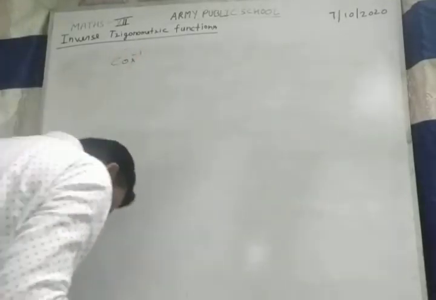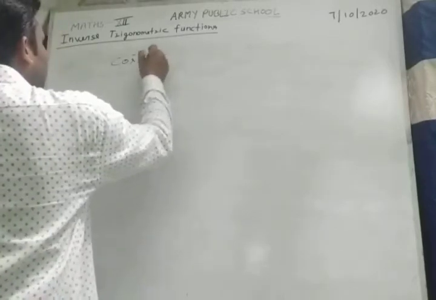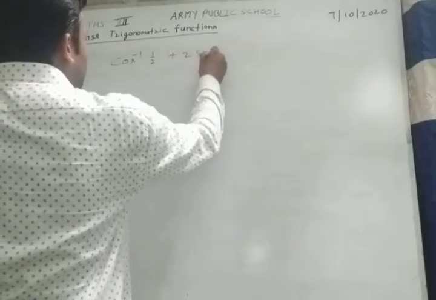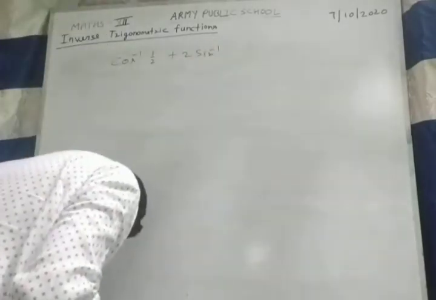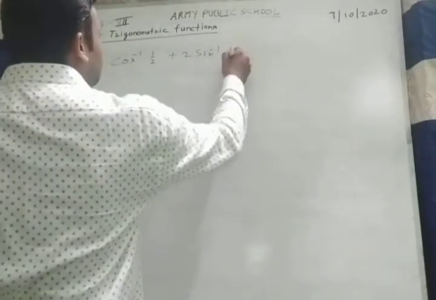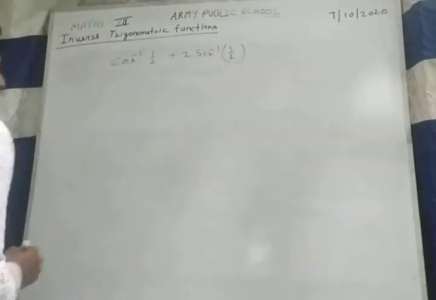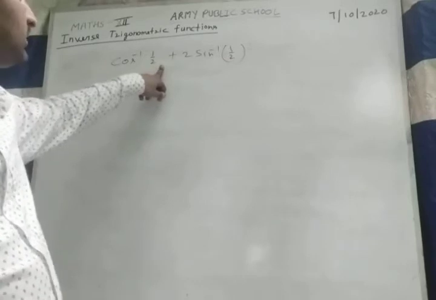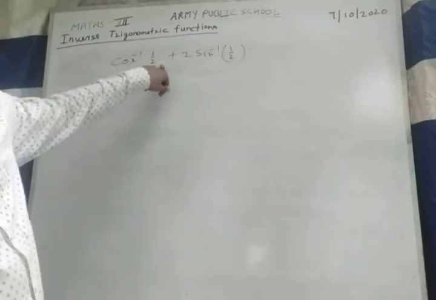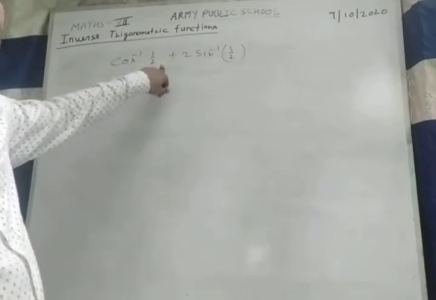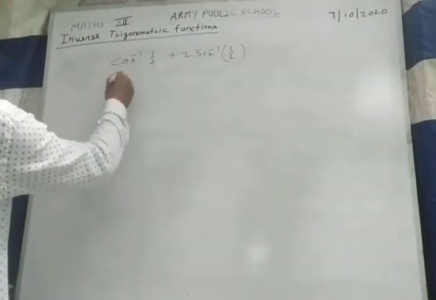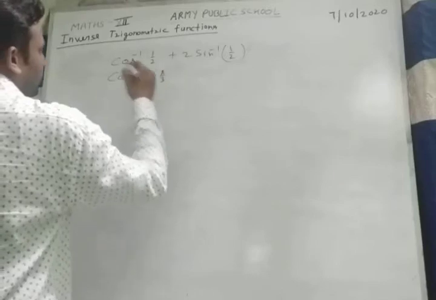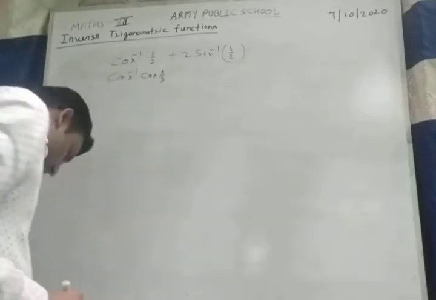Cos inverse 1 by 2 plus 2 sin inverse 1 by 2. The value of 1 by 2 is cos 60, so we can write cos inverse cos pi by 3.